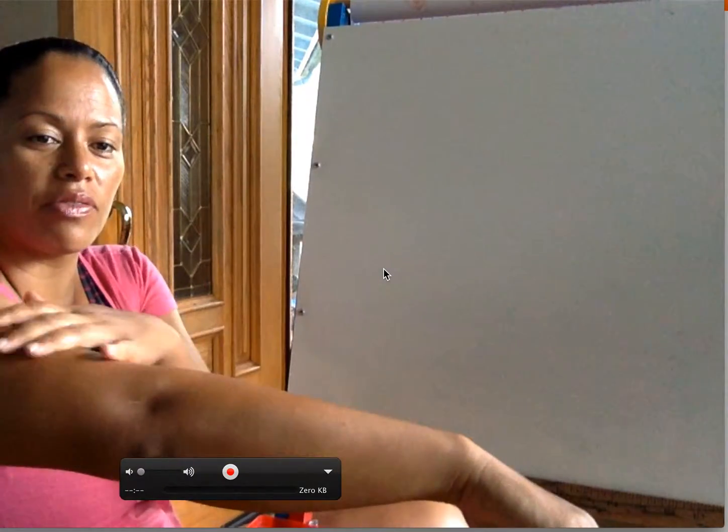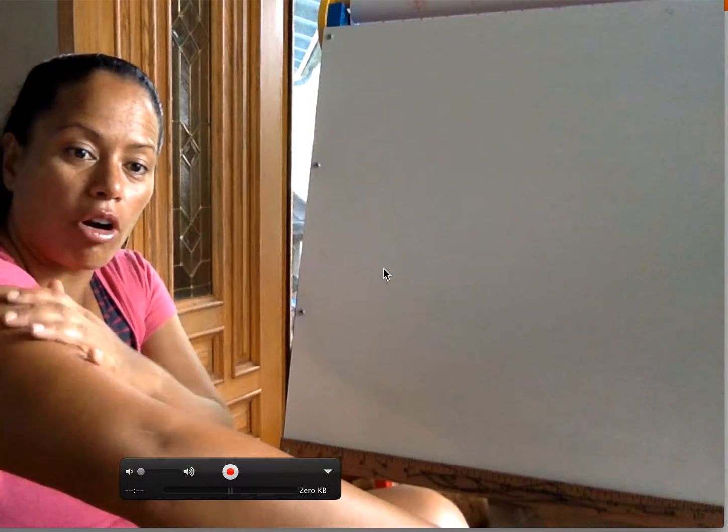Okay, so this bone of the upper arm is called the humerus.